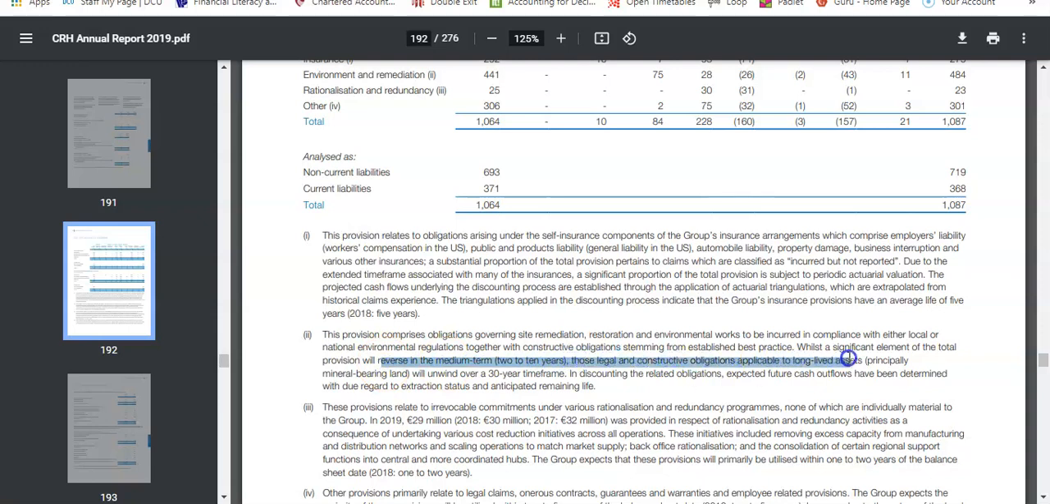Those legal obligations relate to long-lived assets, for example, mineral-bearing land, i.e. quarries, and will unwind over 30 years. And they discount them using the expected cash flows. That's what we've just done with one there. So they're saying particularly mineral-bearing land, which is essentially like your quarries, where you're quarrying out building materials.